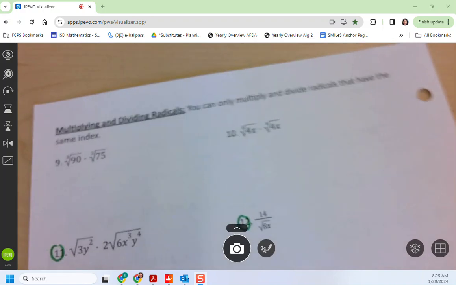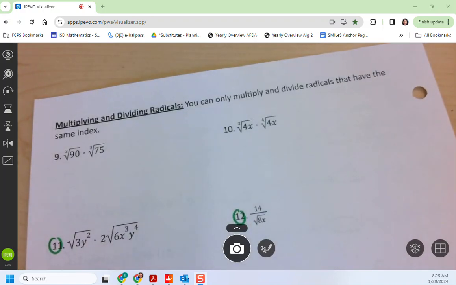All right, multiplying and dividing. So it says you can only multiply and divide radicals that have the same index, although just as a disclaimer, we did learn last class, or the class before that, how to multiply when they had different indices. It's just that you have to change to fraction exponents, and we'll practice doing that.